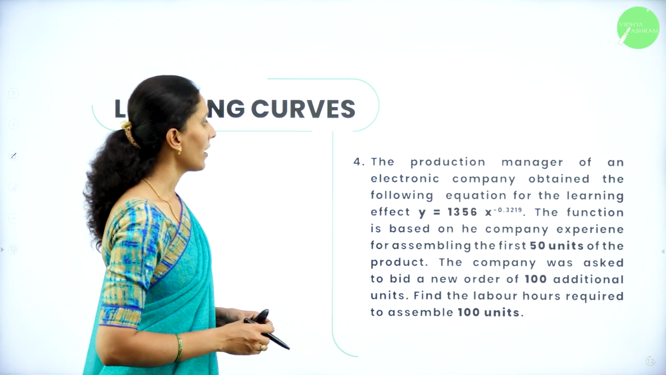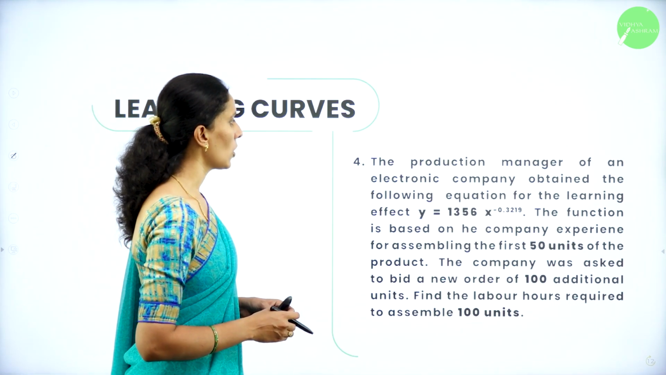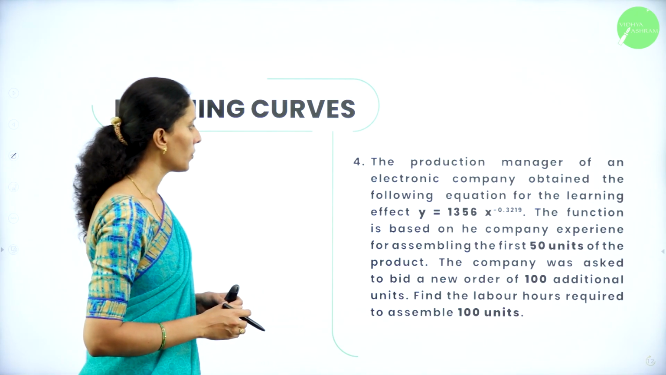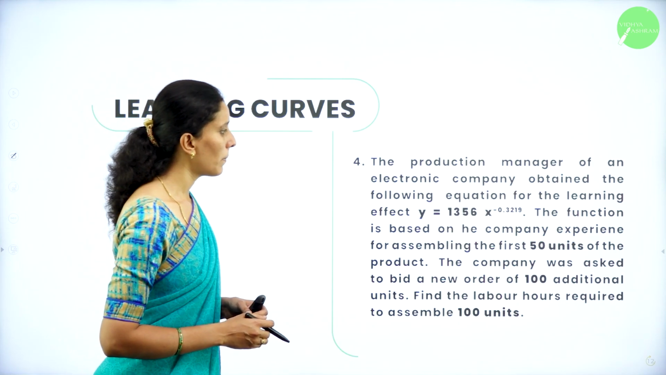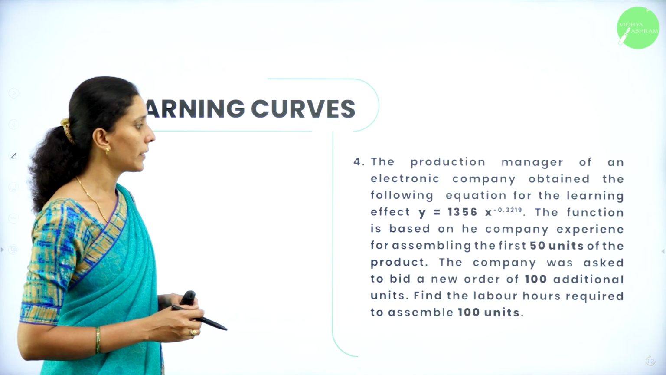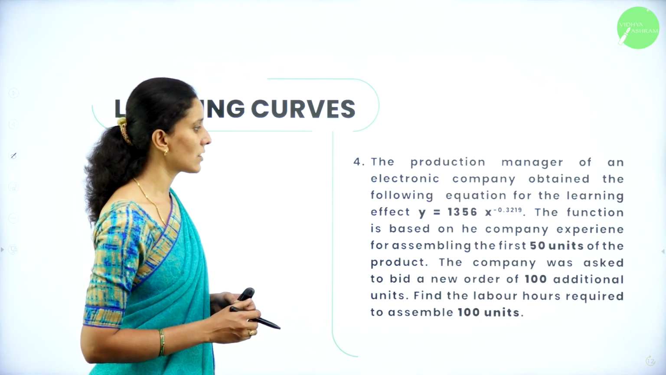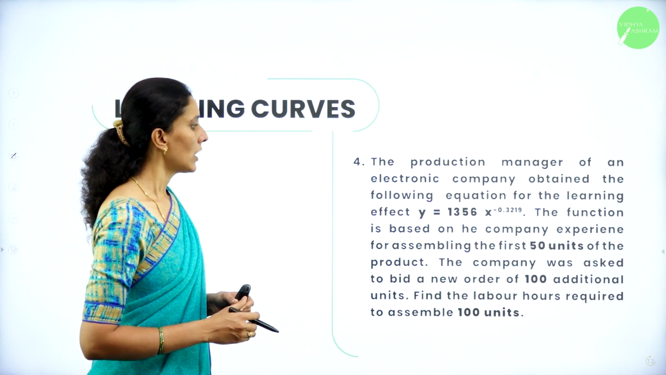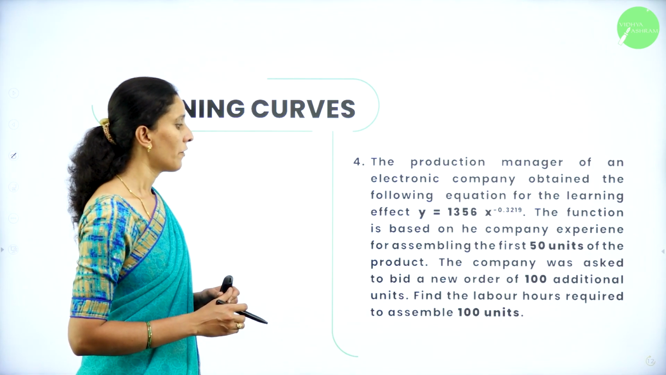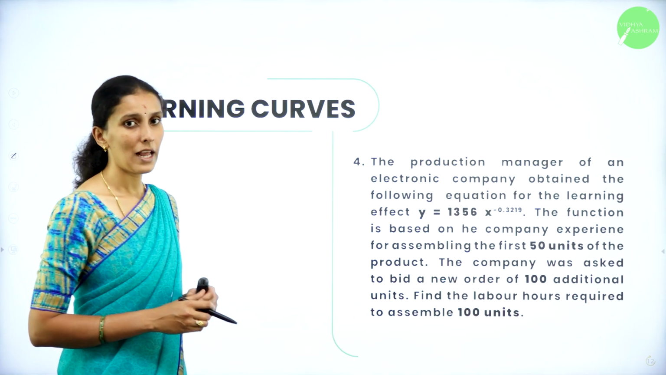Next, the production manager of an electronic company obtained the following equation for the learning effect. Y is equal to 1356 x to the power minus 0.3219. The function is based on the company experience for assembling the first 50 units of the product. The company was asked to bid a new order of 100 additional units. Find the labor hours required to assemble 100 units.